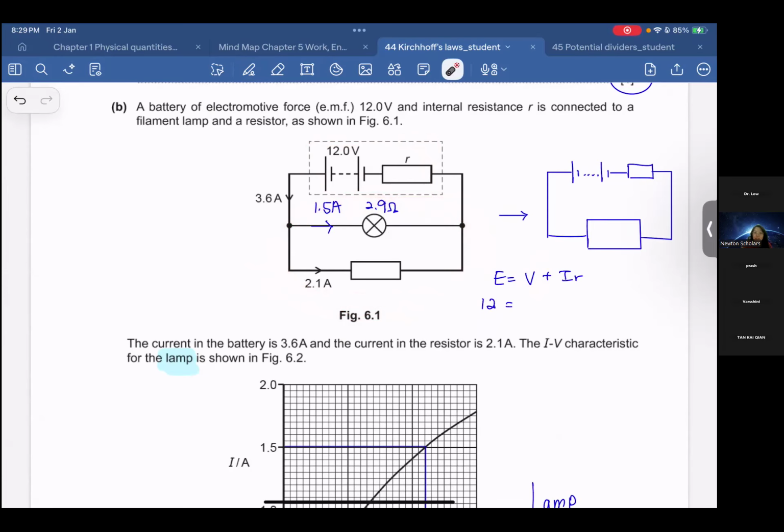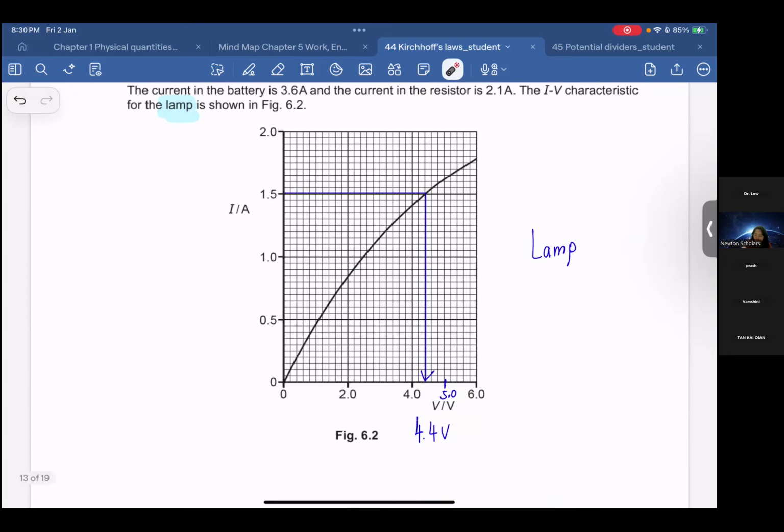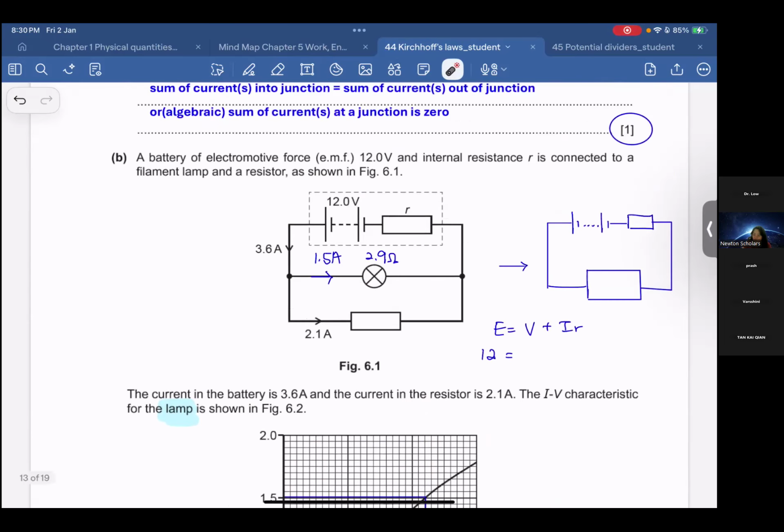Then here, dear, these are two paths. They are in parallel, so we just need to know the voltage for either one. For example, this one 2.1, I don't know about this, so I cannot use this to find the voltage. I can use just now this one, 1.5 ampere. When 1.5 ampere for the lamp, the voltage is 4.4. So that means this one will have 4.4 volt. Agree? This part 4.4 volt, here also 4.4 volt. Okay?